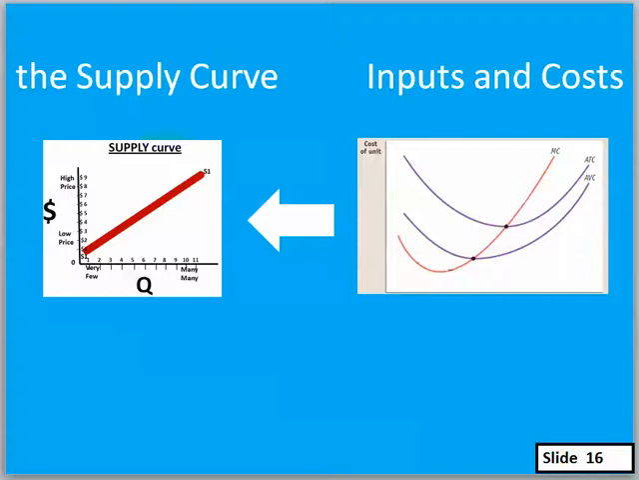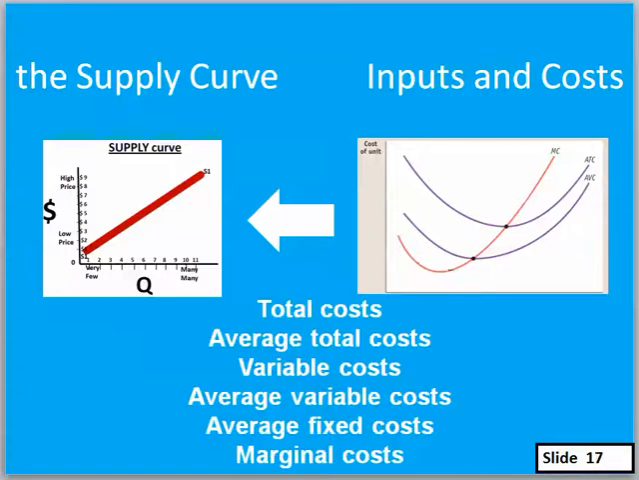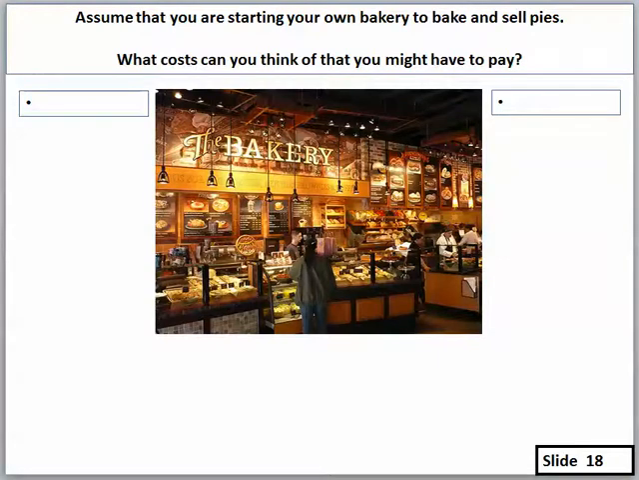And remember, cost and price are totally unrelated. You have a certain cost for producing it, but the price is what you can sell it for in the open market. So there are several costs that we're going to look at. We're going to look at total and average total and variable and average variable and fixed or average fixed and marginal costs. So we're going to learn a lot about costs. But to start off with, we need to talk a little bit about a business.